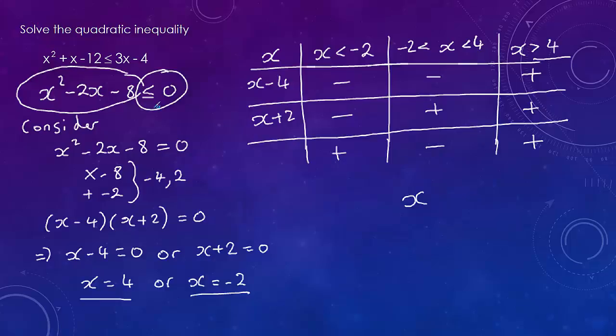We wanted less than or equal to. So this time, we're going to have less than or equals to, rather than just less than signs. And x is between negative 2 and 4, but this time including both negative 2 and 4.